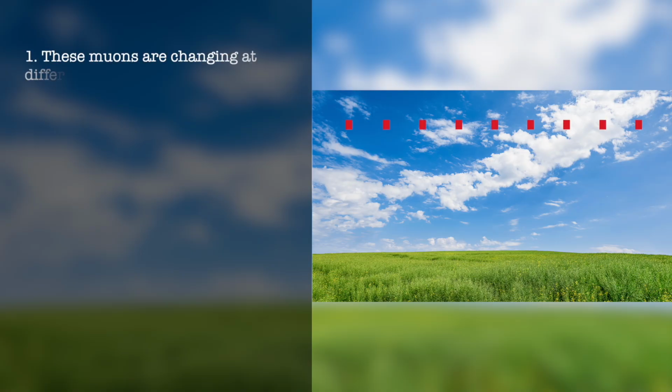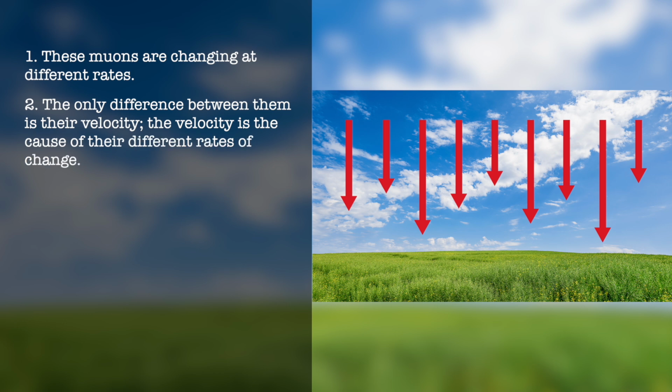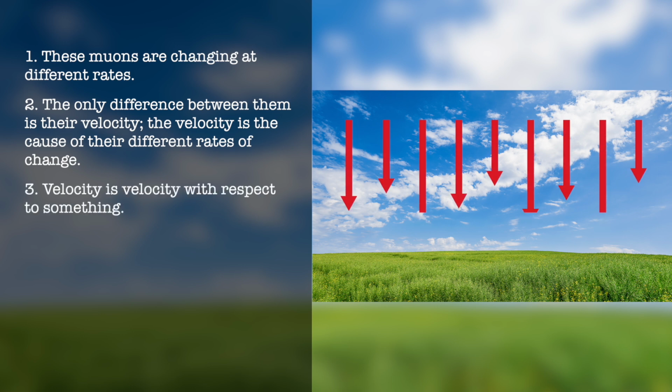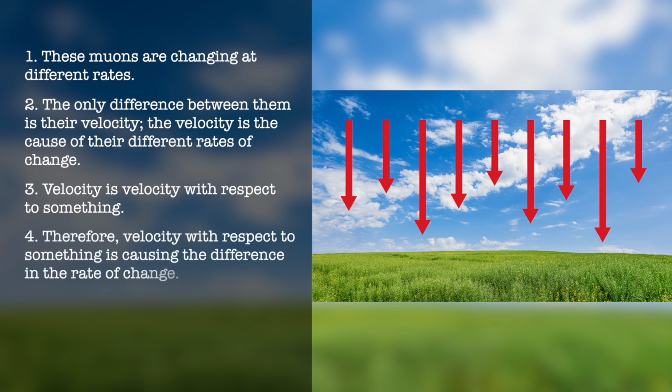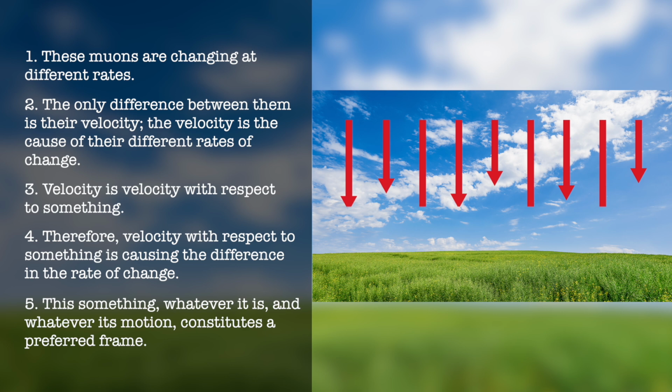Once again, the same argument holds. First, these muons are changing at different rates. Second, the only difference between these muons is their velocity. The velocity, therefore, is the cause of their different rates of change. Third, velocity is velocity with respect to something. Fourth, therefore, velocity with respect to this something is causing the difference in the rate of change. And finally, this something, whatever it is, and whatever its state of motion, constitutes a preferred frame.